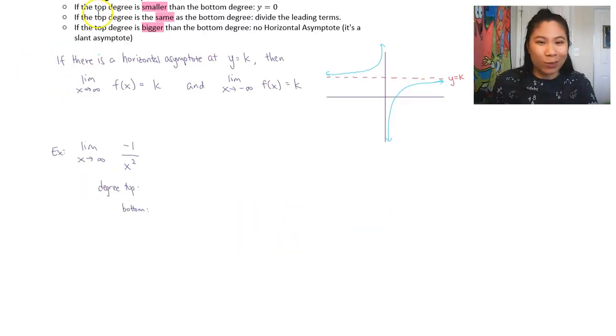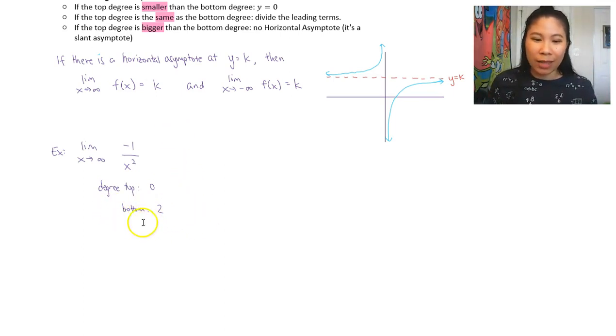Alright, so let's do a whole bunch of examples. For my first example, I have the limit as x approaches infinity of -1 over x squared. First, we have a rational function, so I want to determine the degree on top and the degree on the bottom. Remember, the degree is the highest exponent. On top, we don't have any x's, thus no exponents, so 0 is the degree on top. On the bottom, we have the highest exponent of 2 for the x squared.